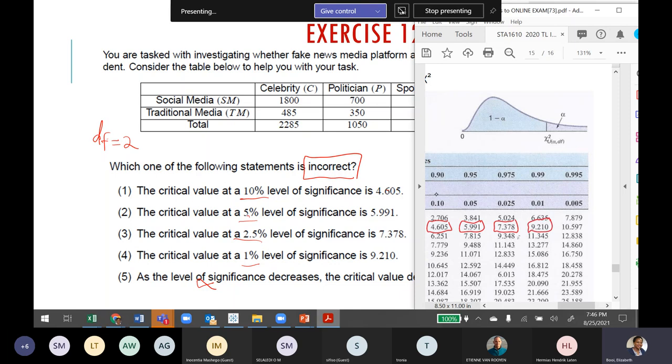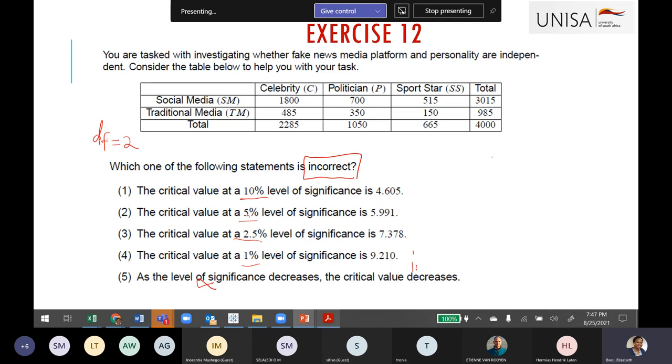If you look at this, when it moves down, the values of your critical values are increasing. So when your alpha value is getting smaller and smaller, your critical values are getting bigger and bigger. So when they decrease, it should say there is an increase in the critical value. So that will be the incorrect one.